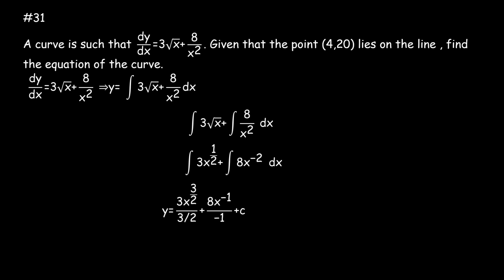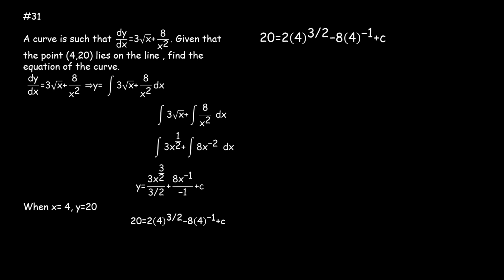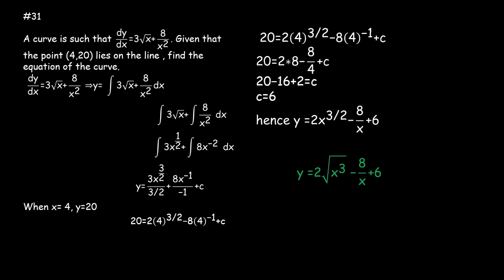And now they're telling us that the point lies on the curve. It means we need to substitute these values for x and y and find the constant term. So when x is 4, y is 20. Substitute this into the equation, and we have 20 equal to 2 times 4, all of this plus c. And then if we simplify this value using our calculators, we should be able to get the value of c, which is 6. So our answer would be our integral plus the value 6, which we got. There we go.